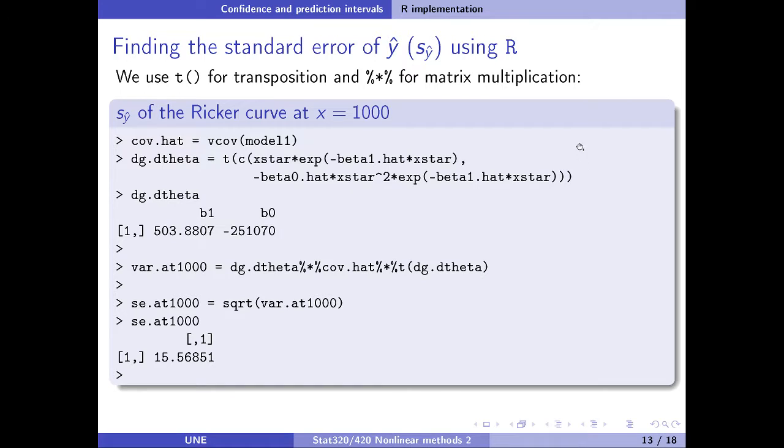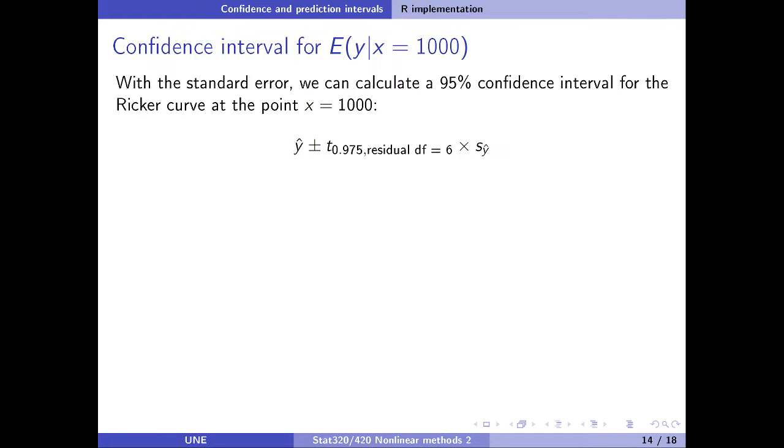This same general setup can be used for any curve as long as you know what dg dθ is. If you have some functional form here, all of these other calculations are going to follow the same. Once we have that, our hard work is done, and we can calculate a confidence interval for the expected value of y given, say, x equals 1000. This looks exactly like the confidence interval that we had in simple linear regression. We had to work harder for s of y hat, but everything else is the same. Our best guess plus or minus the appropriate t-statistic times s of y hat.